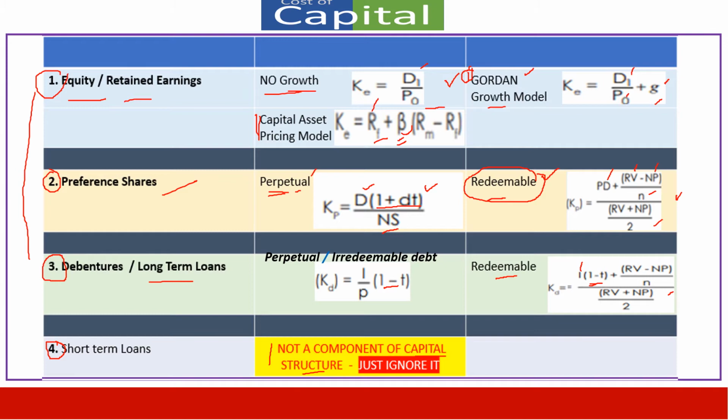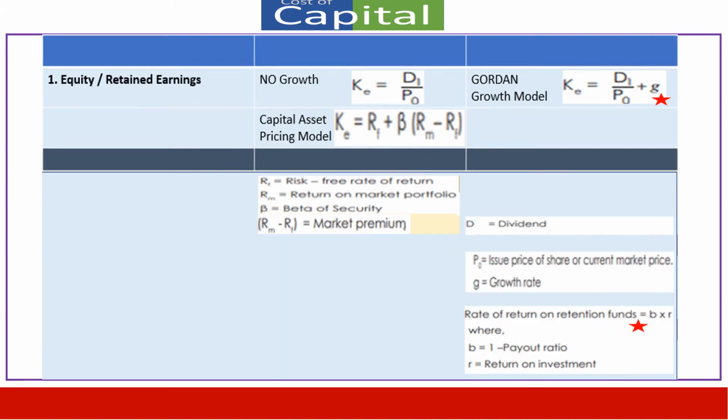These are the simple formulae which we will just see in greater detail one by one before we get into a practical solution on that. In case of equity, as we saw, no growth. What is D1? D1 is dividend. What is P0? P0 is issue price of share or current market price. This is the dividend cost of capital in respect of equity where no growth is involved.